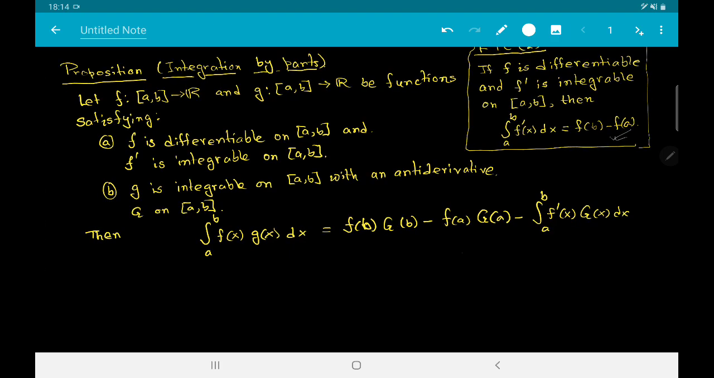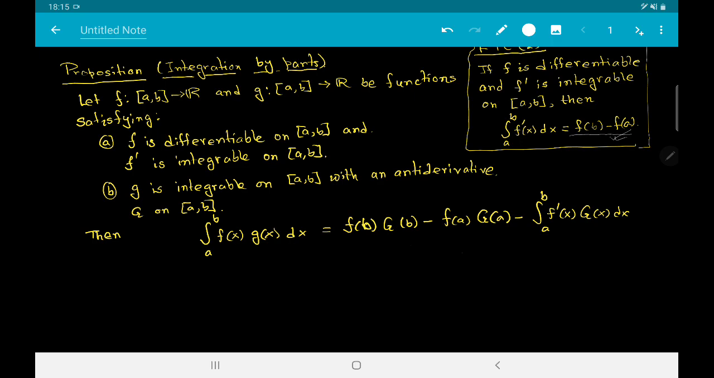So just recall what fundamental theorem of calculus part 2 told us. It told us that if f is a differentiable function and f prime, which is the derivative of f, is an integrable function, and both are happening in the closed interval ab, then we can easily compute the integral of f prime x dx, where the integral goes from a to b. And this will always turn out to be equal to f(b) minus f(a). Now what does integration by parts say?